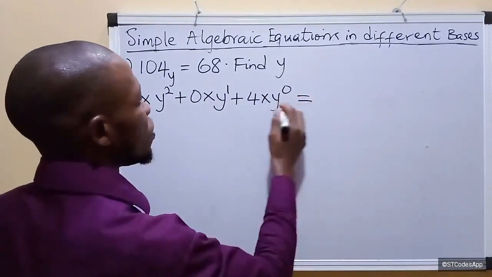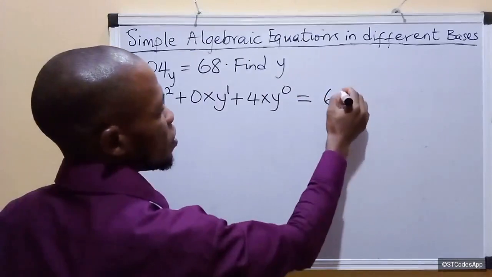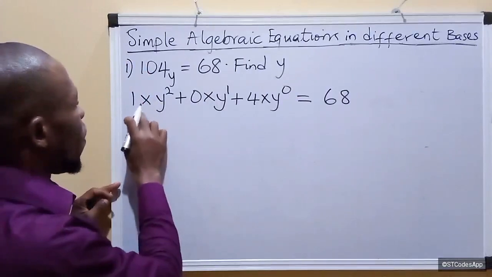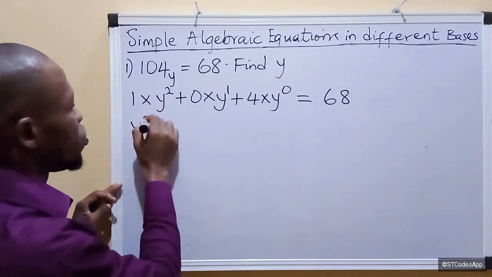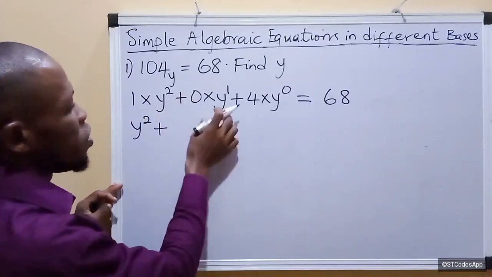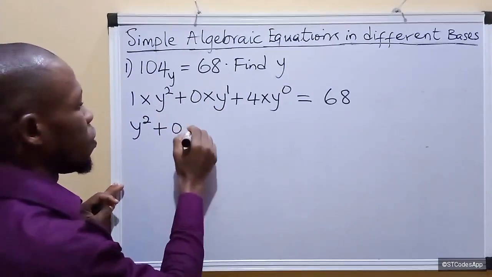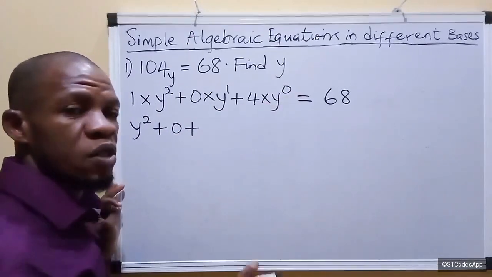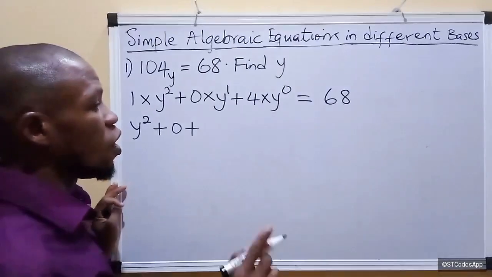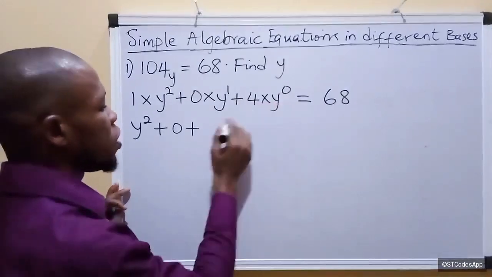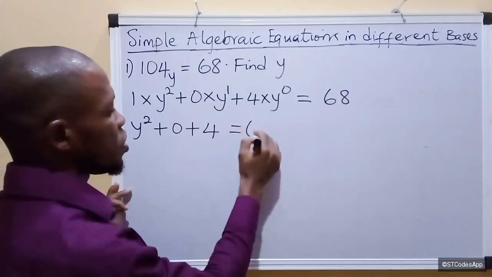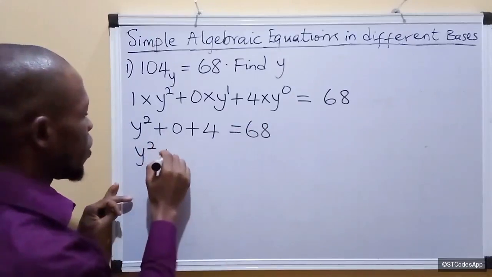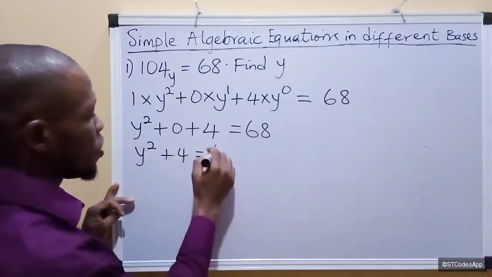Is equal to, since this is already in base 10, there's no need for expansion, so we have 68. 1 times y raised to power 2 gives us y raised to power 2, plus 0 times y raised to power 1 gives us 0, plus y raised to power 0 gives us 1. Any number raised to power 0 is 1 according to the law of zero index. So 4 times 1 is 4, equal to 68. We have y squared plus 4 equals 68.